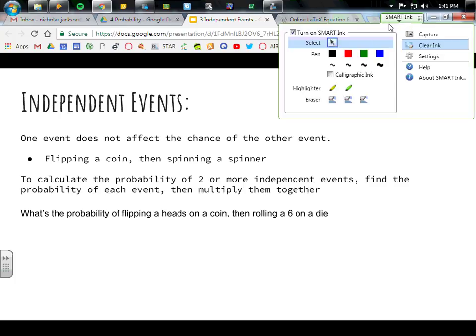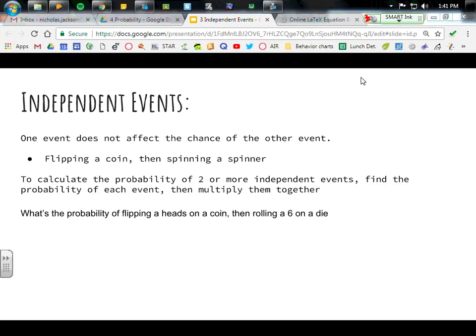So to do that, we find the probability of our first event, which is flipping the coin. So the probability of flipping a heads on a coin is 1 out of 2. Then we find the probability of our next event, which is rolling a 6 on a die. So the probability there is 1 out of 6. And we just multiply them together, and we get 1/12. Okay? Simple enough, right?